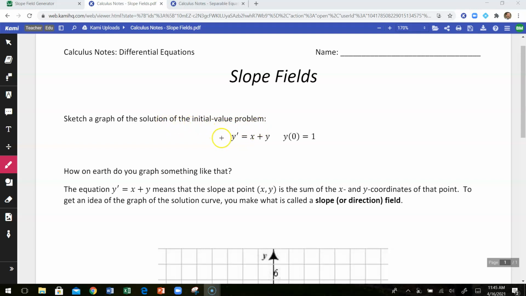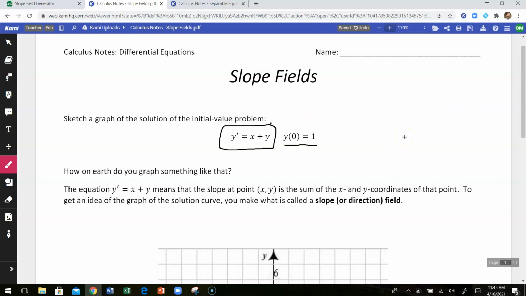So we have a differential equation, y prime equals x plus y. I'm also given what's called an initial value, or we could call that a starting point, initial solution, something like that. So in this initial value problem, I've got y of 0 equals 1. We're going to use that later. I want to focus in on our differential equation, y prime equals x plus y.